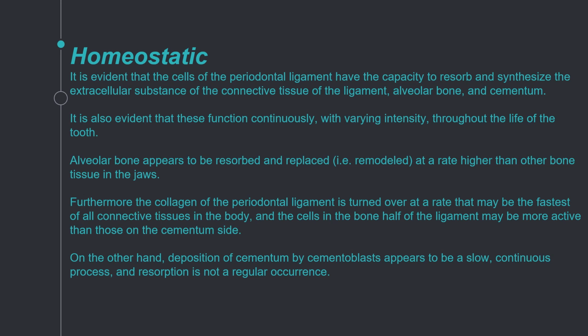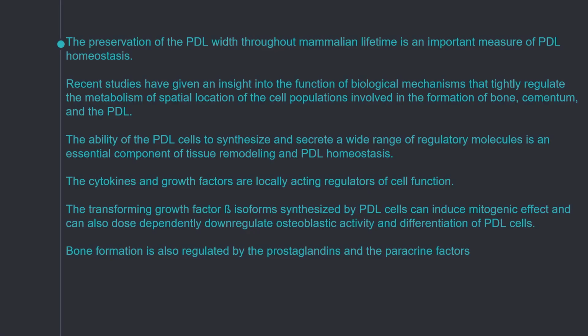Now, we see that the cementum, that is the cementoblast, their activity is supposed to be much slower when compared to the activity of the fibroblast, and the resorption is also not a regular occurrence. Okay, so all this is happening so as to maintain the homeostasis, that is, to maintain the physiologic width, dimensions, and the functions of the periodontal ligament. Through this mechanism of resorption and formation, the periodontal ligament is maintained throughout the life of the mammal. So this is called periodontal ligament homeostasis.